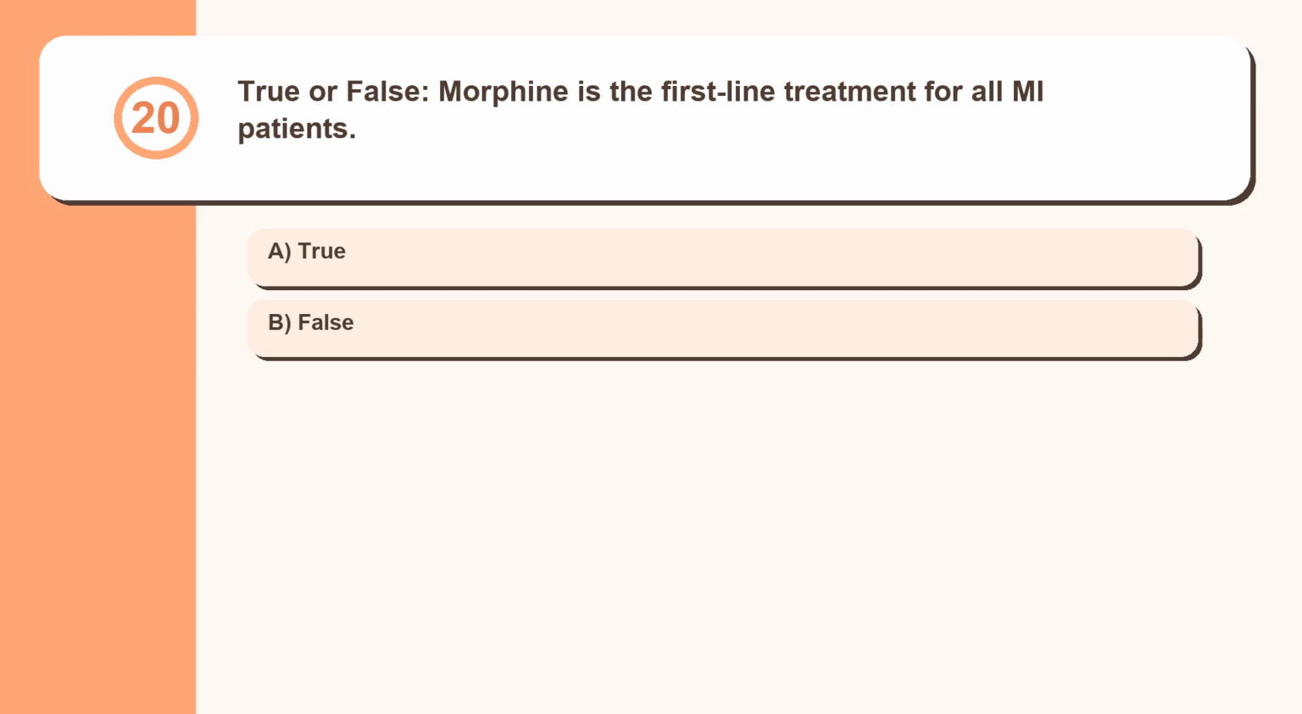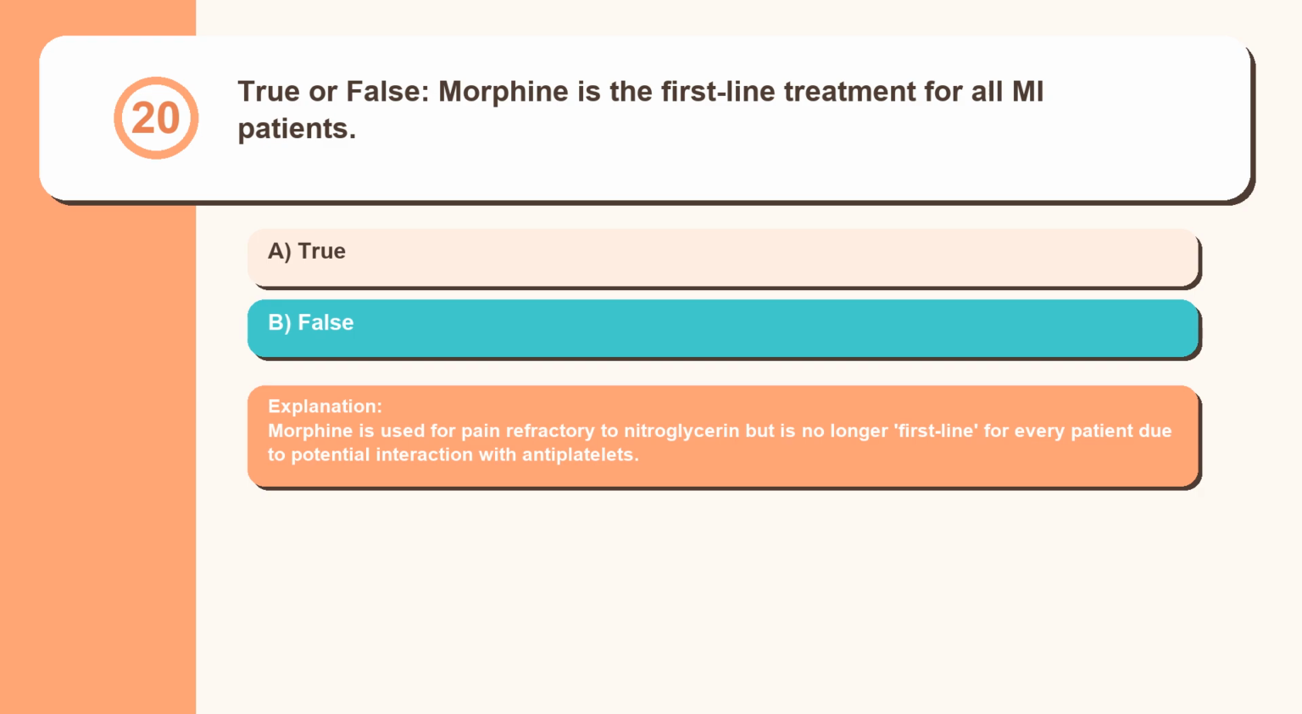Question 20. True or false, morphine is the first-line treatment for all MI patients? True. False. Morphine is used for pain refractory to nitroglycerin but is no longer first-line for every patient due to potential interaction with antiplatelets.